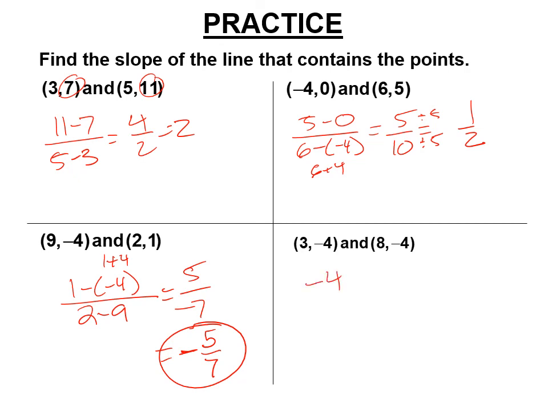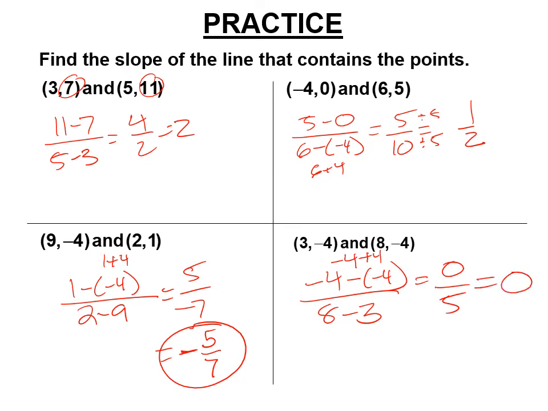On the y's, I got -4 minus -4, which is the same as -4 plus 4, 0. Once I get that, I have to make sure I don't have 0 in the denominator. I don't. Since I don't have 0 in the denominator, this is a slope of 0. And what kind of line is that? Everyone should be thinking horizontal. I didn't ask that, but you need to know that.